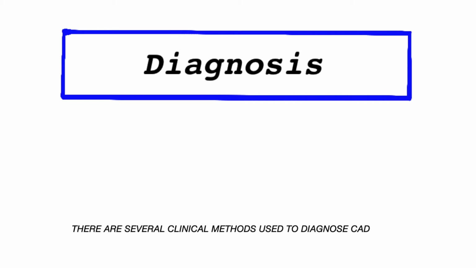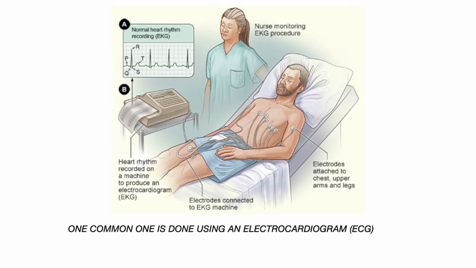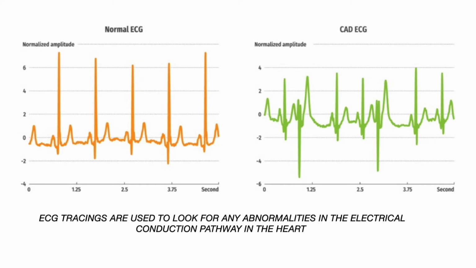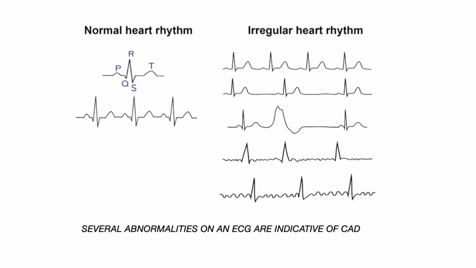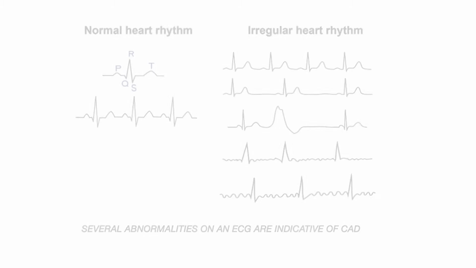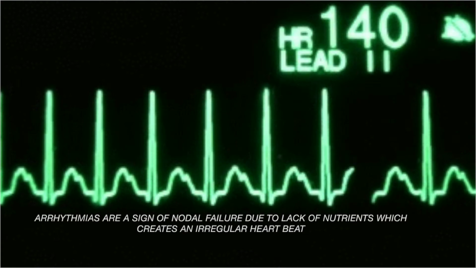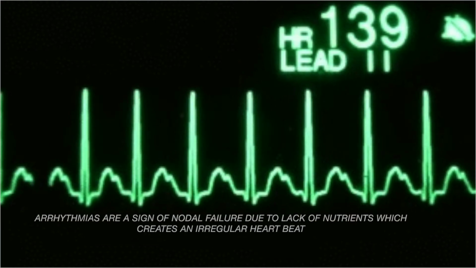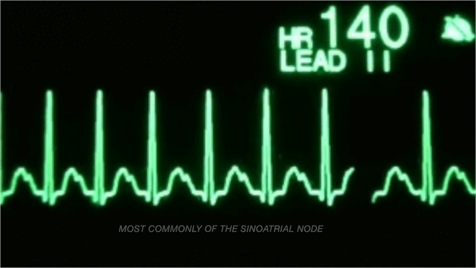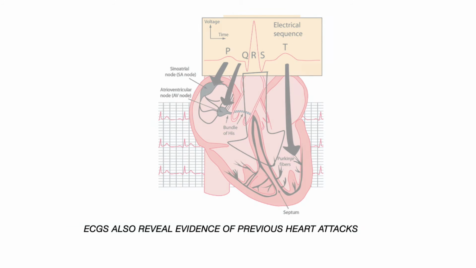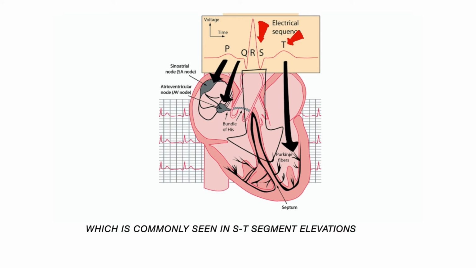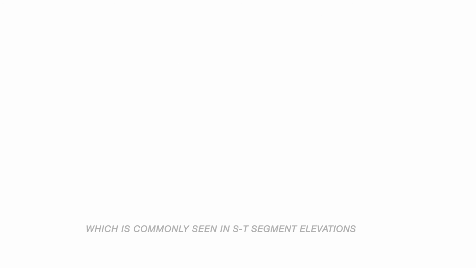There are several clinical methods used to diagnose coronary artery disease. One common one is done using an electrocardiogram, also known as an ECG. ECG tracings are used to look for any abnormalities in the electrical conduction pathway in the heart. Several abnormalities on an EKG are indicative of coronary artery disease. An arrhythmia is one that is commonly seen. Arrhythmias are a sign of nodal failure due to lack of nutrients, which creates an irregular heartbeat, most commonly of the sinoatrial node. ECGs also reveal evidence of previous heart attacks, which is commonly seen in ST segment elevations.